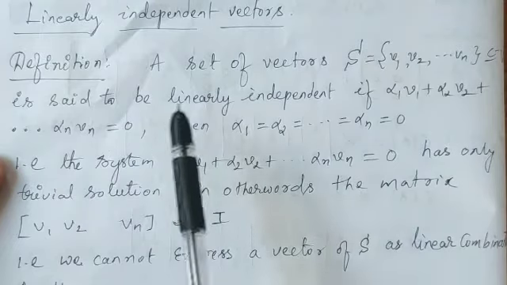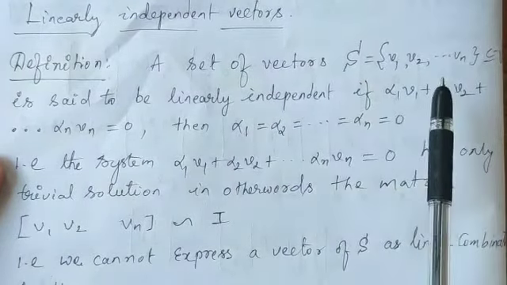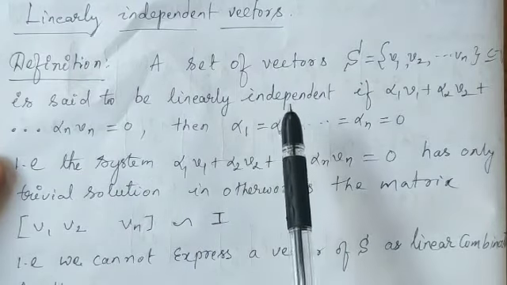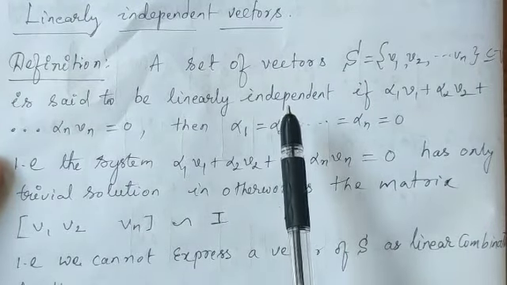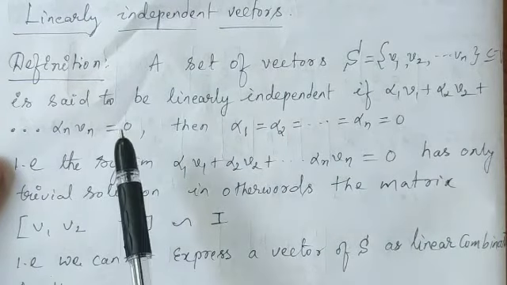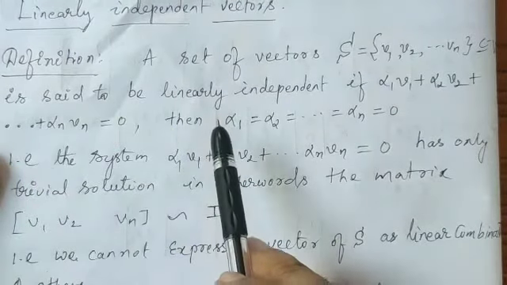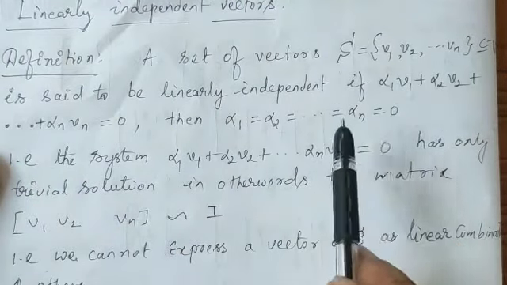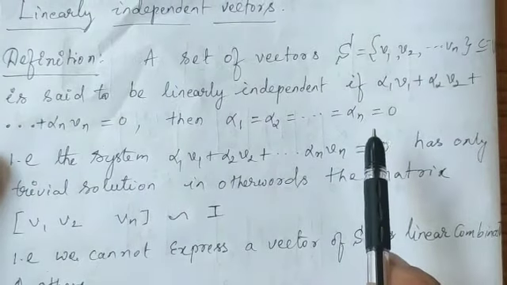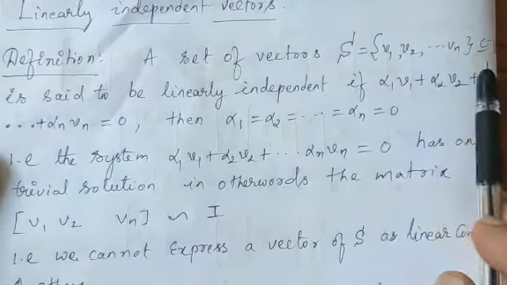A set of vectors, the collection of vectors S equal to {v1, v2, etc., vn}, is said to be linearly independent if the sum alpha 1 v1 plus alpha 2 v2 plus etc. alpha n vn is equal to 0, then all the coefficients must be equal to 0. The other way to say it is that you cannot express any one of the vectors with the help of the other vectors.